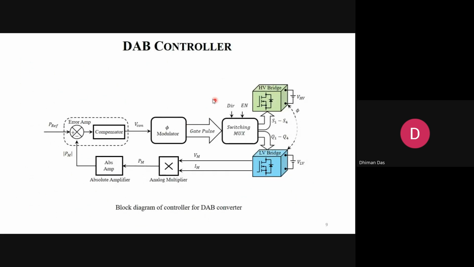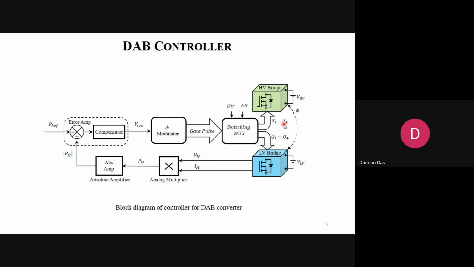As it is a bidirectional converter, there should be a directional input of the converter. Now this is the directional input, and this is the enable. It means if anything goes wrong, you should shut down the converter. So that is the enable switch. These are control signals. If you make it on, the power will flow, and if you make it off, the power flow will stop.